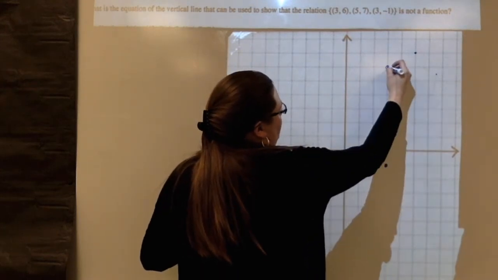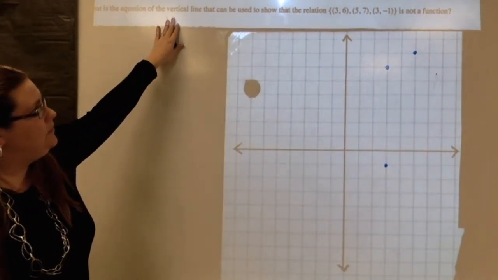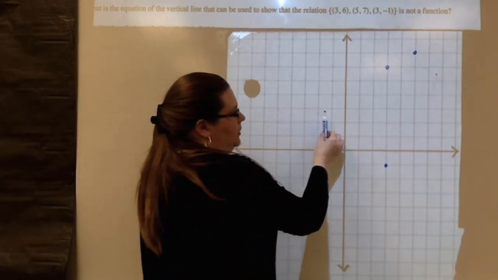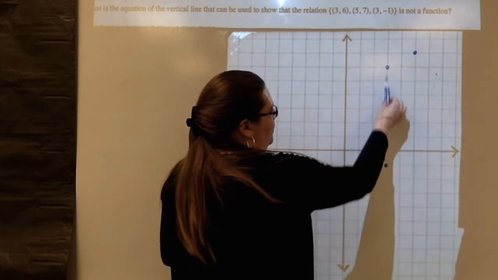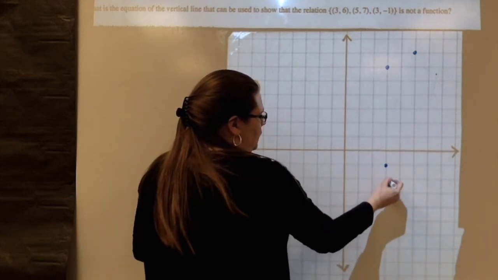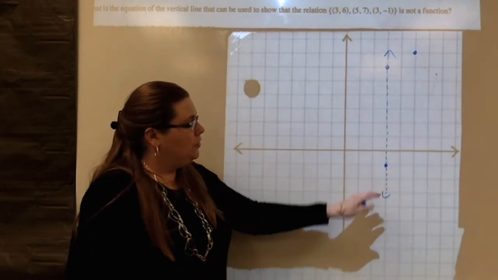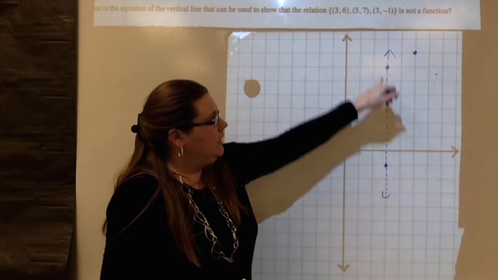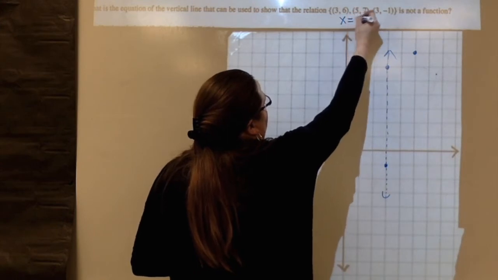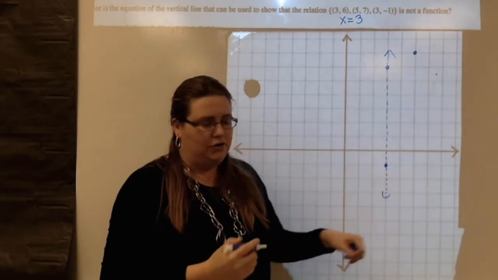If you're just talking about those 3 points, this asks what is the equation of a vertical line that can be used to show that the relation is not a function. So if you dragged a giant pencil across the graph here, at what vertical line could you say that this is not a function? So this vertical line here goes through 2 of the points, showing that for this x value, which is 3, there's more than one y value. So what we're looking for here is x equals 3. That's the equation of the line that shows that this relation is not a function.